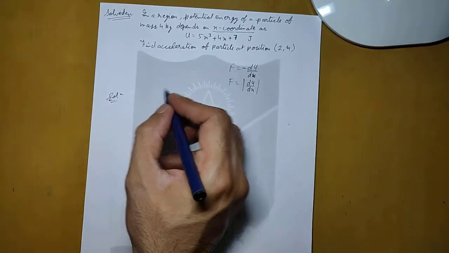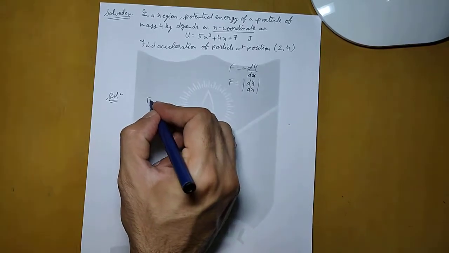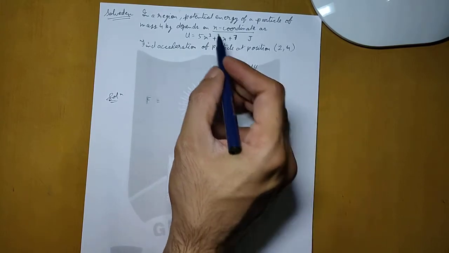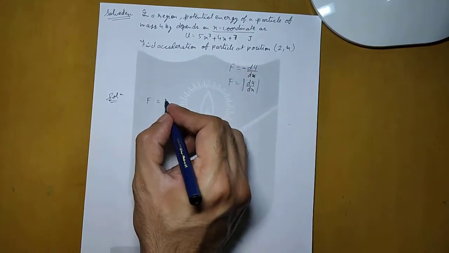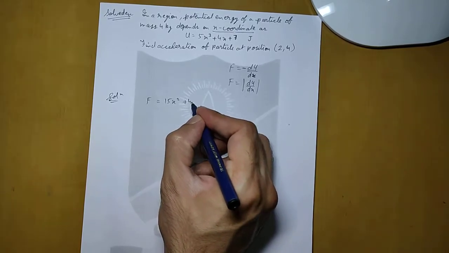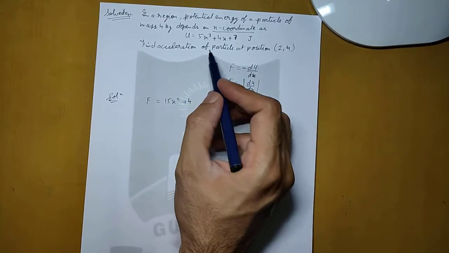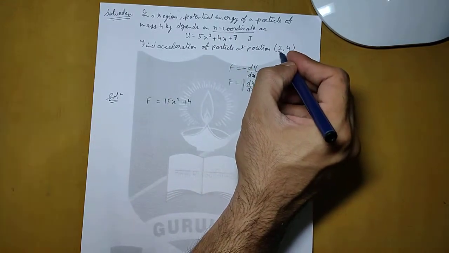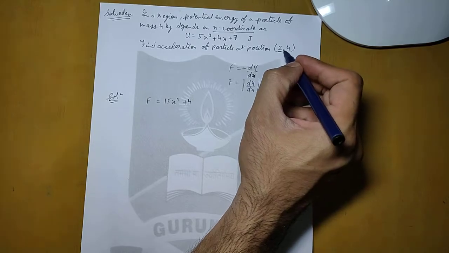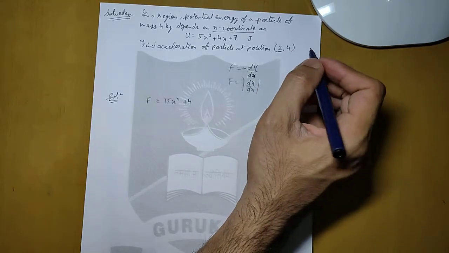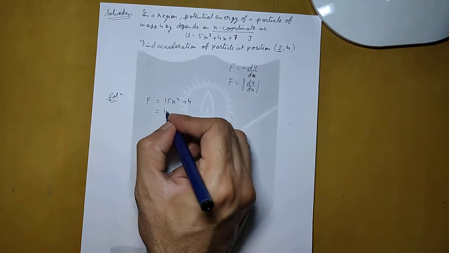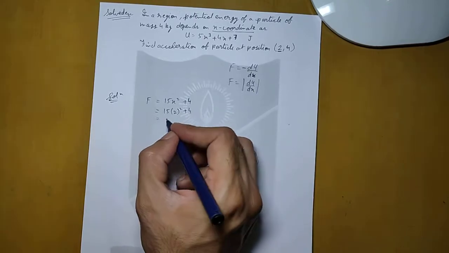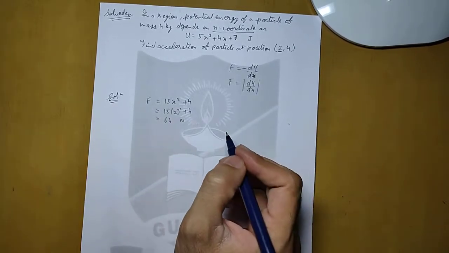We are going to ignore the direction of force by removing the minus sign because we have no clue here. So force, as we know, is dU by dx, so force will be equal to the differentiation of this with respect to x. As it depends on the x coordinate only, it will be 15x square plus 4. Now we have to find the acceleration of the particle at position (2, 4). Since it depends on the x coordinate only, only the 2 is important for us. We are going to ignore the y coordinate, so if we put 2 here, then it will be 15 times 4, plus 4, which is 64, so it will be 64 newton.